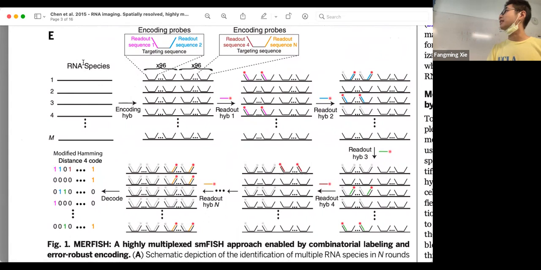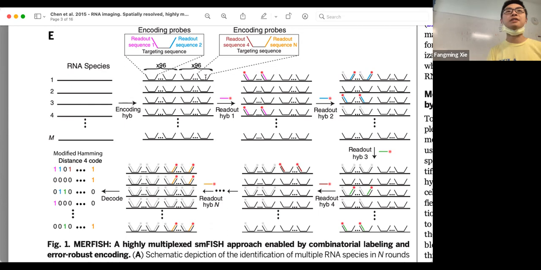On the leftmost panel, you have different RNA species, 1, 2, 3, 4, up until M. They first do an encoding hybridization. So they designed unique probes for each gene. Actually, a lot of unique probes for each gene. You can see each molecule gets bound by many different probes. They've shown it's 96 here, 96 here. So each molecule gets bound by about 200 probes or so. They uniquely bind to these RNAs because you designed the probes to specifically hybridize to them.